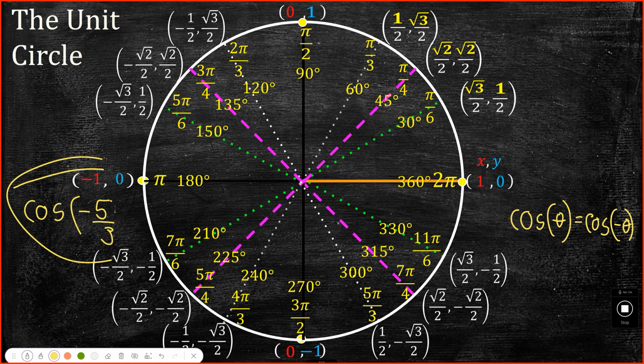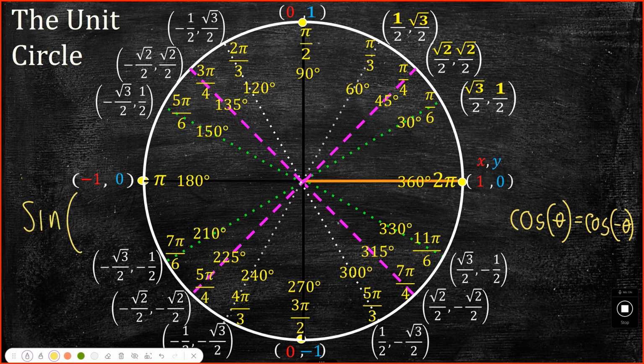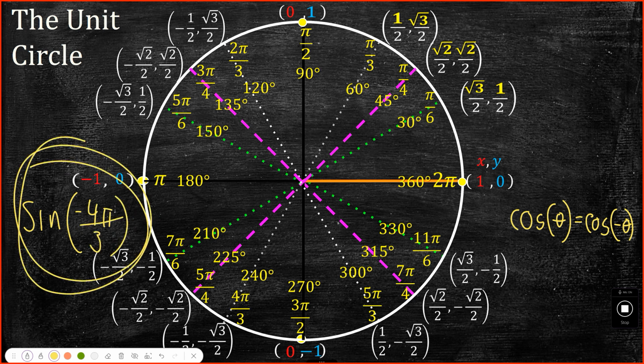All right, one last one before I stop and we continue on with the lesson. Sine of negative 4 pi by 3. All right, let's go. Do that one. All right, I got it. Evelyn? What you got? I think so.